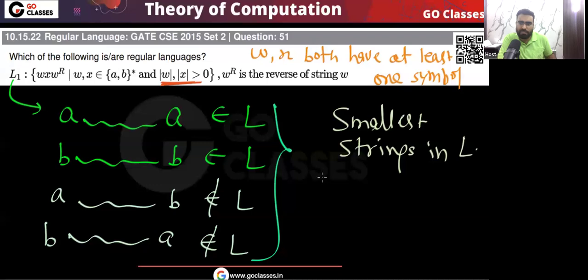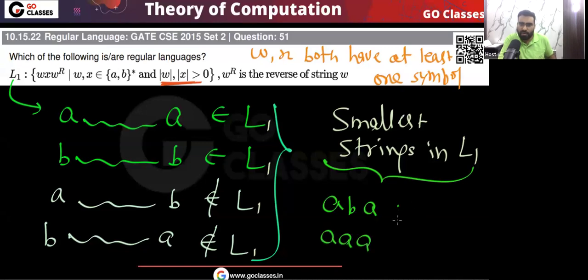In this language, L1, what are the smallest strings? The smallest strings will be either ABA, AAA, BBB or BAB. These are the smallest strings. You can see, starting with A and ending with A, or starting with B and ending with B. These are the smallest length strings in our language.